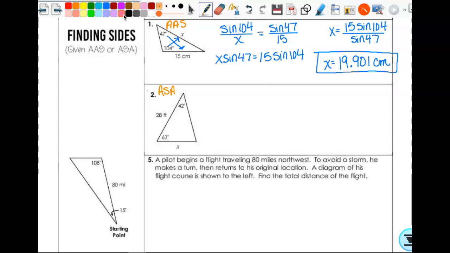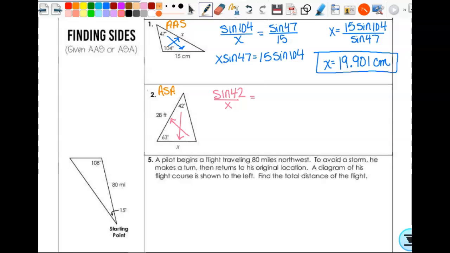So I'm looking for x. 42 is across from x. So I'm going to have the sine of 42 over x equals, well, I have 28 feet, but I don't know the angle that's across from it, and I would need to know that. Can I figure out that angle? Yes, because I have this angle and I don't have the side. I can't figure out the side, but I can figure out the angle.